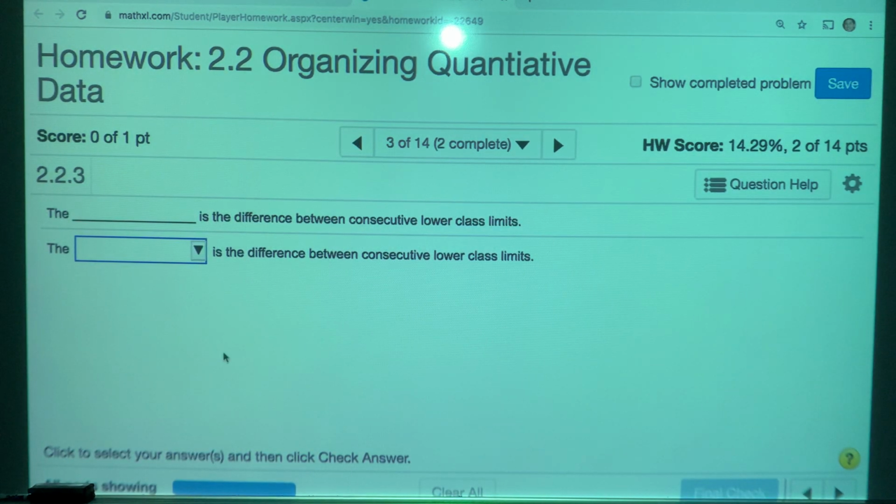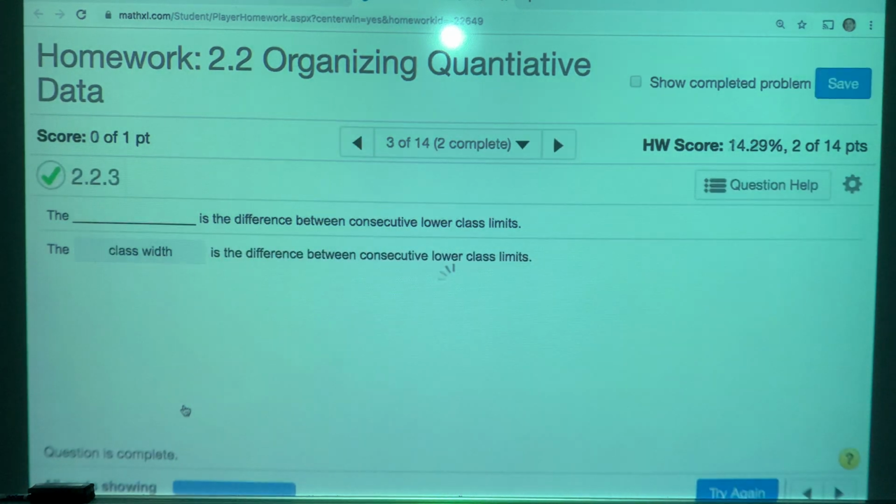All right. The blank is the difference between consecutive lower class limits. This is known as the class width. That's in your notes as well.